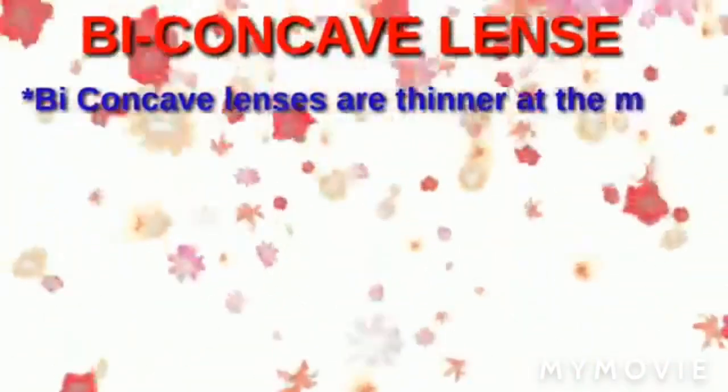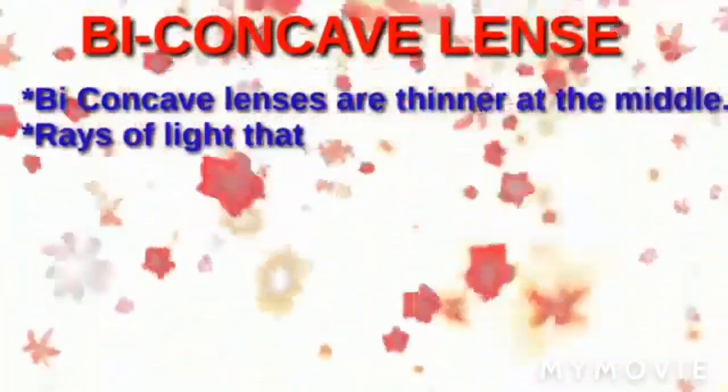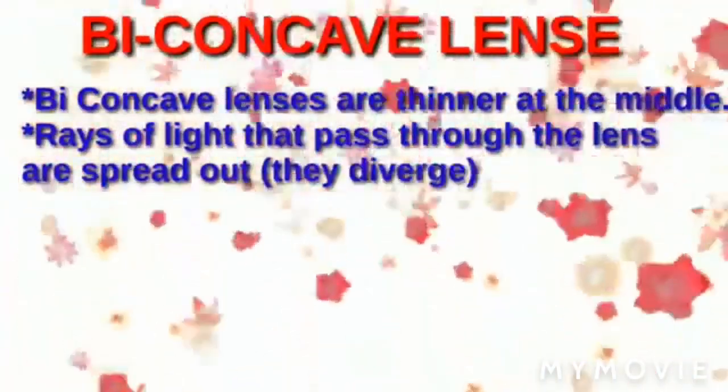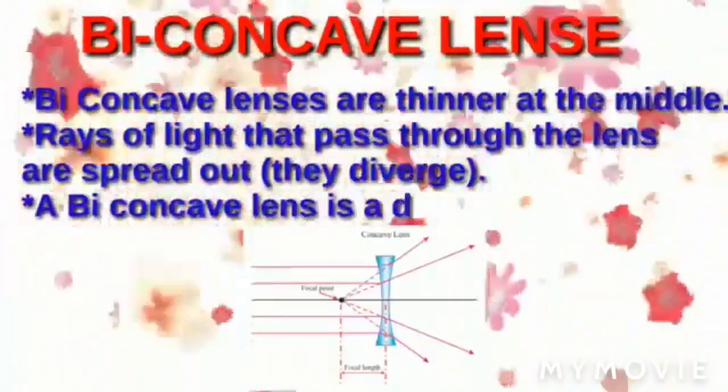Biconcave lens. Biconcave lenses are thinner at the middle. Rays of light that pass through the lens are spread out. A biconcave lens is a diverging lens.